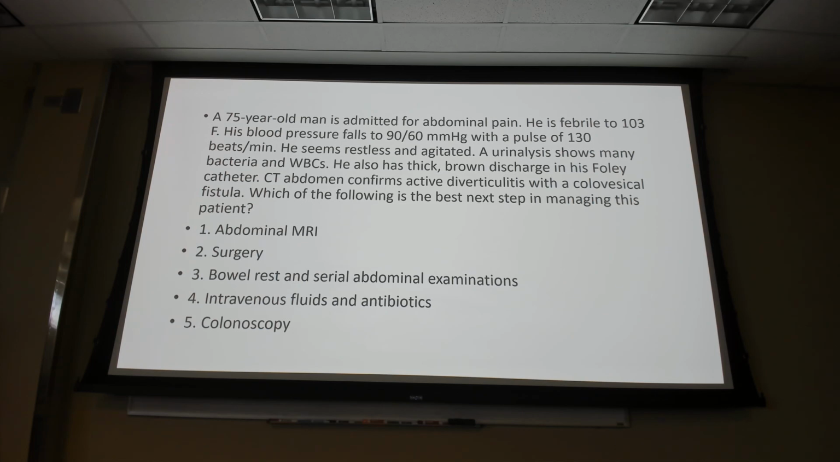Is this patient stable or unstable? Yeah, it's going to be unstable. So what do we do for those? What do we have to do first? Yeah, we need to get fluids. In this patient, we have a UA with bacteria and white count, so likely a uroseptic type picture for this patient. So they need IV fluids and antibiotics immediately.